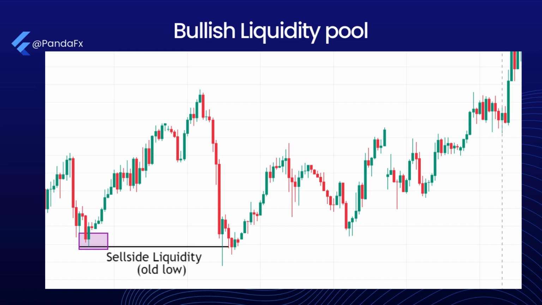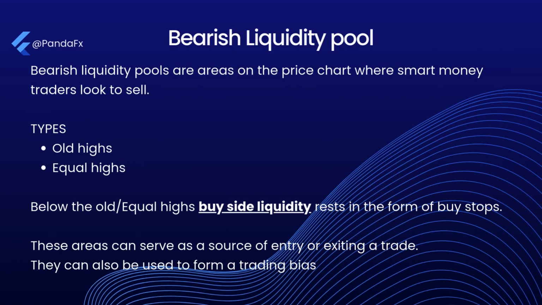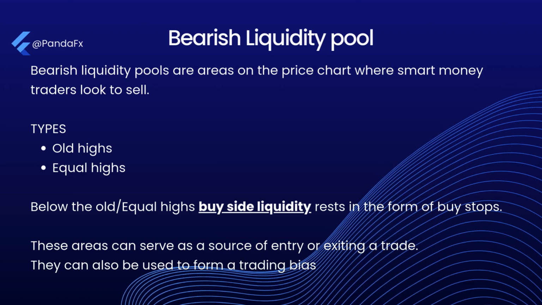But immediately you sweep that liquidity target and price starts gravitating upward, you can then target, okay, should price go upwards? What are the things you'll be seeing that will confirm whether price should go upward or not? But this is the main idea of the sell side liquidity. This is a bullish liquidity pool. So, bearish liquidity pool now. These are areas on the price chart where smart money traders look to sell or offset their positions, offset their buying positions.